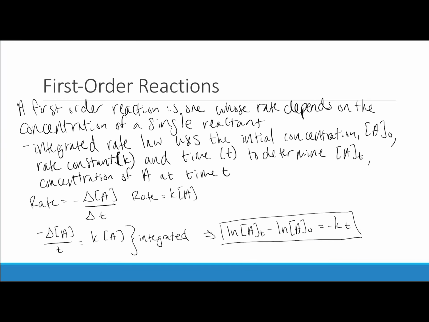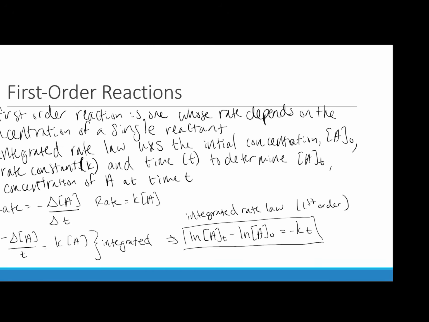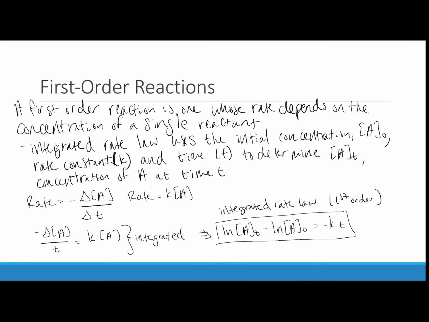And with this, A_t is our concentration at time t, A naught is our initial concentration, k is our rate constant, and t is our time. So it's basically just plug and chug. So let's try it out with the following learning objective.